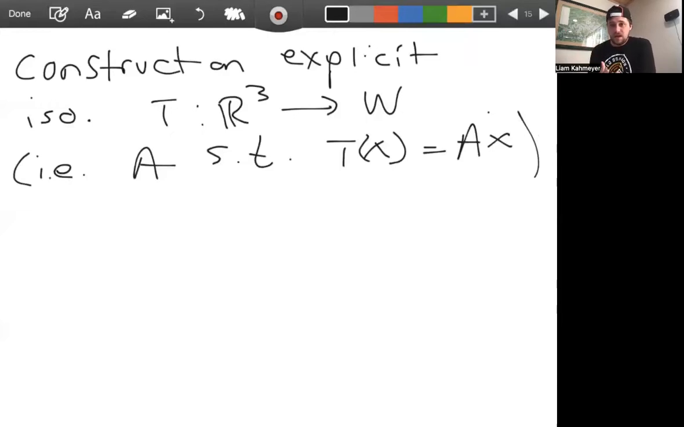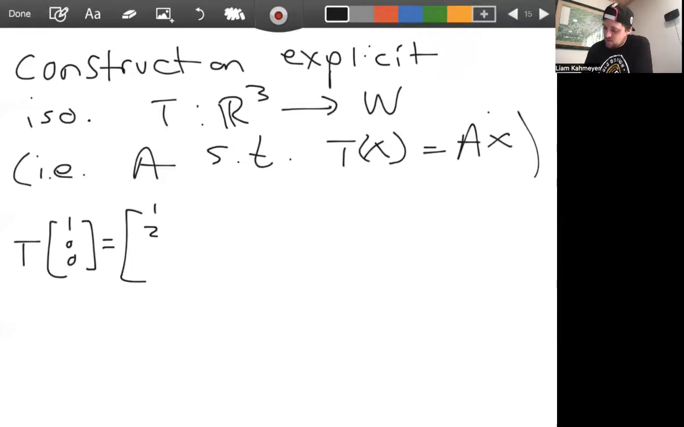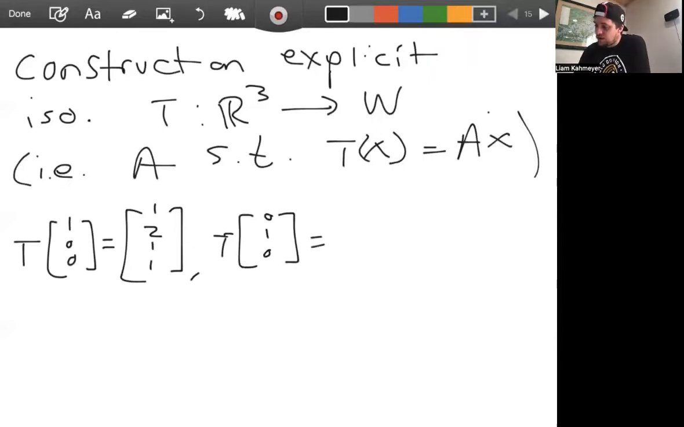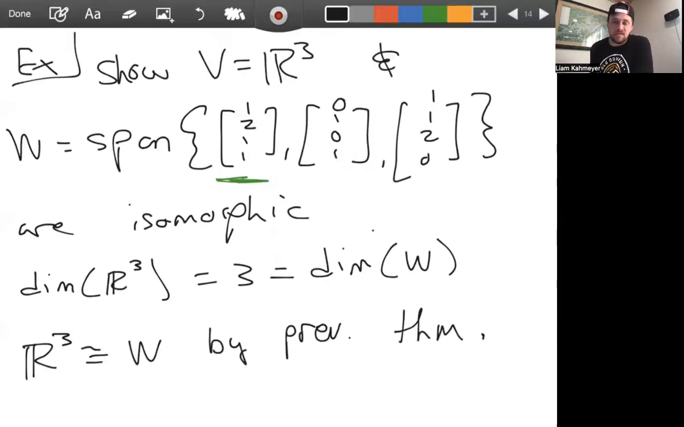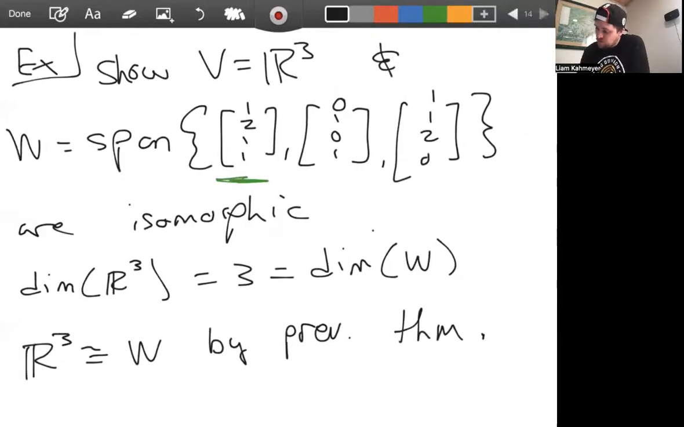Well, if we know T takes basis elements to basis elements, since it's an isomorphism, that means T of 1, 0, 0, the first basis element of V or R3, should be mapped to the first basis element of W, which is 1, 2, 1, 1. Then we have the second basis element of R3, which is 0, 1, 0, right? Because here, I'm looking at the standard basis of R3, which is 1, 0, 0, 0, 1, 0, 0, 0, 1, and I'm mapping them element-wise to the basis elements of W. So T of 0, 1, 0 should be 0, 1, 0, 1. And then T of 0, 0, 1 should be 1, 1, 2, 0.